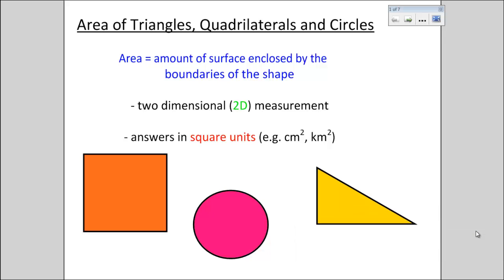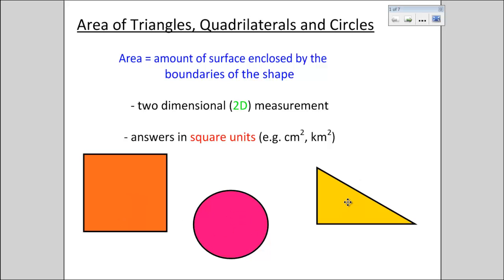So in the last lesson that you looked at, you would have heard information about perimeter. Perimeter being the distance around the outside of the shape, or the boundary of the shape. This lesson's talking to you a little bit about area. The idea of area is that it's the amount of surface enclosed by the perimeter, by the boundaries of the shape. So we're talking about the coloured part for area.